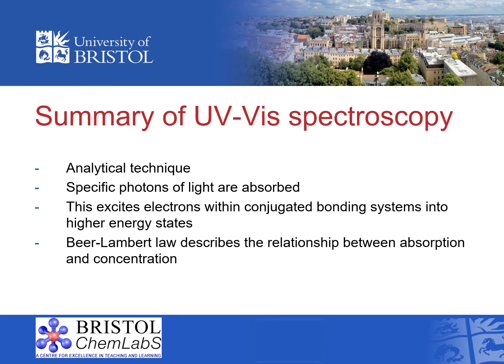By using Beer-Lambert's law and a calibration curve that is specific to a certain molecule, you can use UV-Vis spectroscopy to calculate the concentration of a sample that is of unknown concentration. And finally, UV-Vis spectrometer is a very simple machine to use.